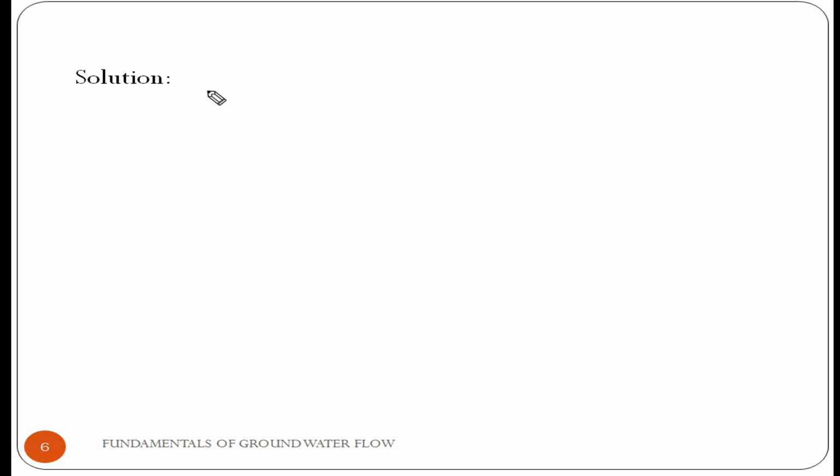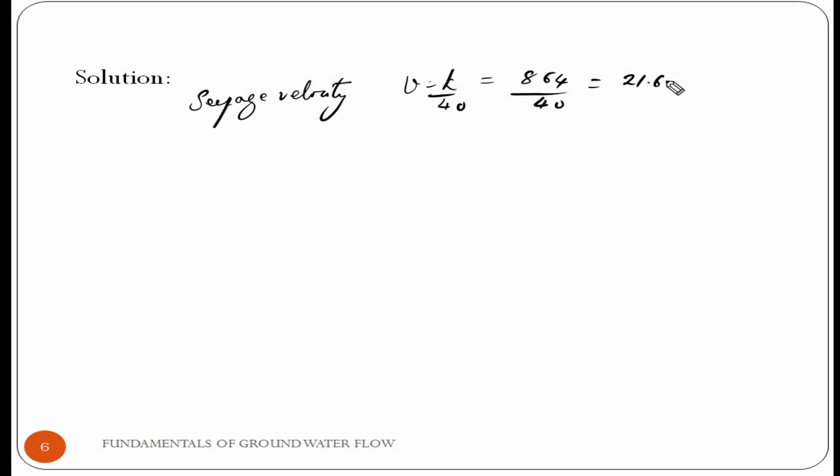Now, seepage velocity V is equal to K by 40, which is also equal to 864 divided by 40, which comes around 21.6 meter per day, or in terms of centimeter per second it will be 0.025 centimeter per second. So now lastly we can calculate the Reynolds number.